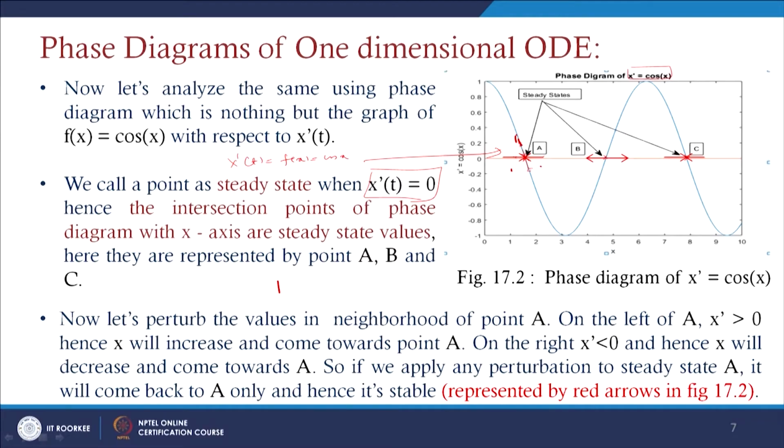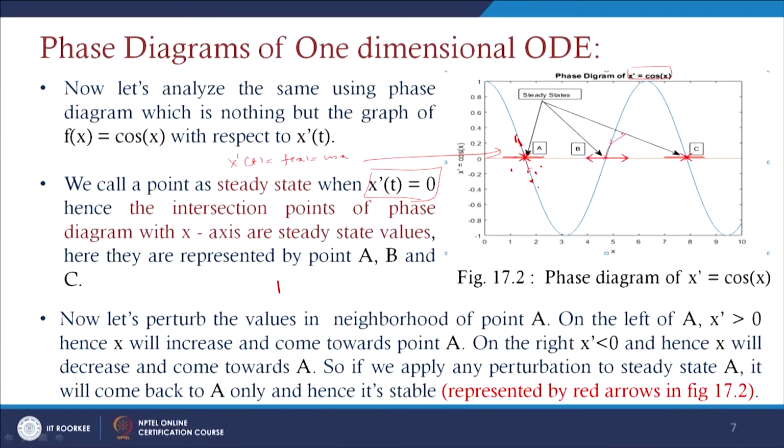And if you see the right hand side here, you can find that this is monotonically decreasing, since this represents negative values, and it will decrease afterwards. That is why it will approach the point A here, which is represented by red arrows in this figure.